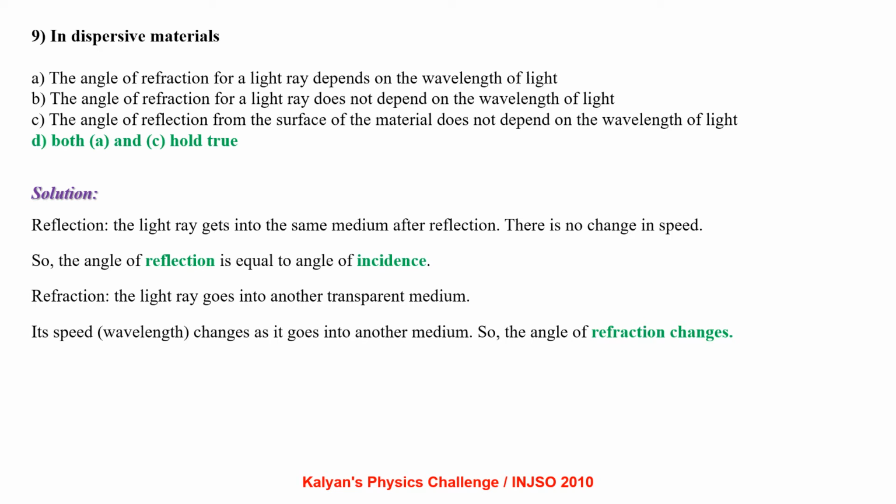In the reflection phenomenon, the light ray gets into the same medium after reflection, so there is no change in speed. So the angle of reflection is equal to the angle of incidence. In the refraction phenomenon, the light ray goes into another medium. Its speed, and thus wavelength, changes as it goes into another medium. So the angle of refraction changes. So A and C hold true.